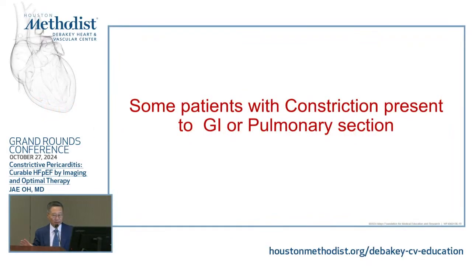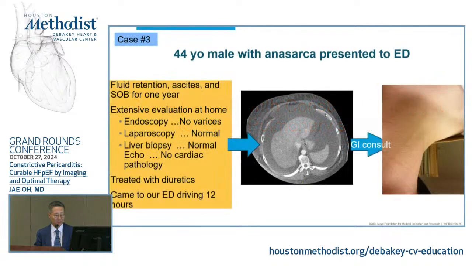So let me also show you the reason the echo lab and imaging are important: many of these patients do not come to the cardiology clinic. Because of ascites, edema, and shortness of breath, they go to primary care or even pulmonary and GI clinics. This is an example of a gentleman with significant anasarca for a whole year and an extensive evaluation. Because of ascites, they did endoscopy, laparoscopy, liver biopsy, all of that, and everything was negative. Even the echocardiogram was normal at home. He was very frustrated. I remember we were seeing him in the emergency room. He drove for 12 hours one evening, and our ED CT shows significant ascites and hepatomegaly.